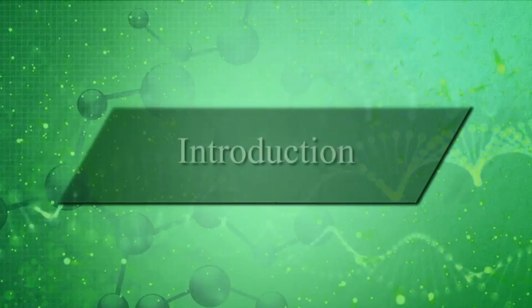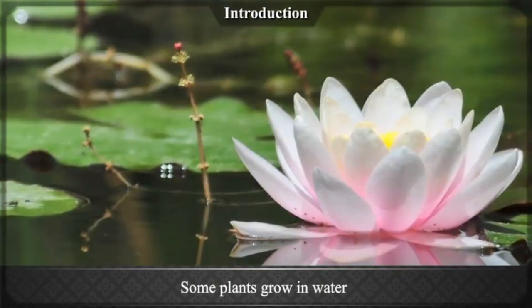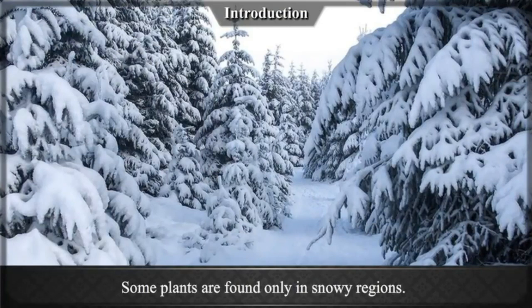Let's recall. In what different ways is the diversity in living things seen? A great variety of plants is found on the earth. Some plants have colorful flowers. Some plants grow in water, whereas some are to be found in deserts, which have a scarcity of water. Some plants are found only in snowy regions. Some plants cannot be seen without a microscope, whereas some are huge in size.